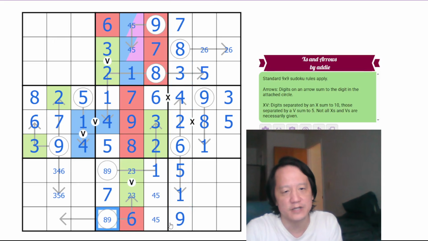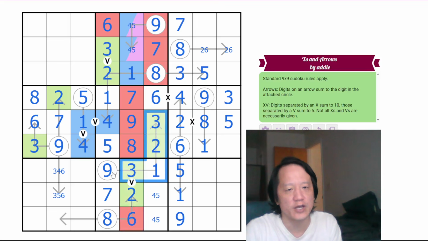9 eliminates 9 here, so that's 8, which makes this 9. 8 is a sum of 6 and 2, so that's 6 and 2 there, which makes this 3. 1, 2, 3, and 3 add up to 9, so that's satisfied there. This can't be 3 because of 3 in the column, which means this can't be 6.